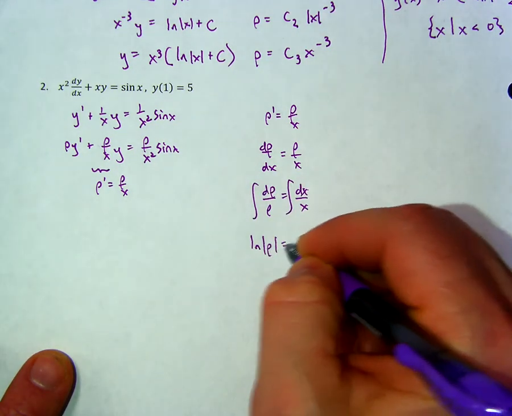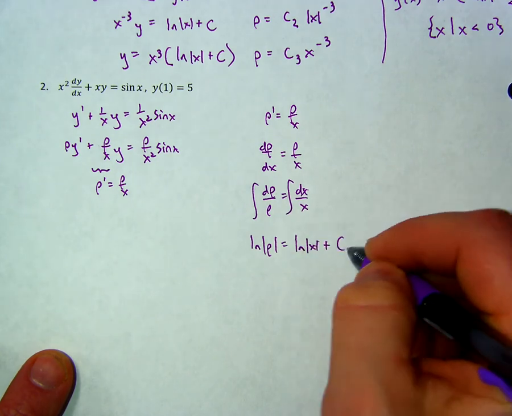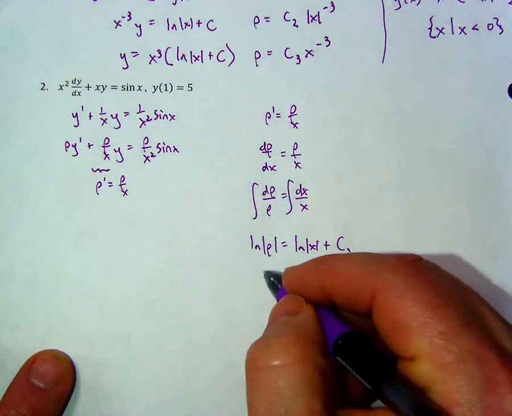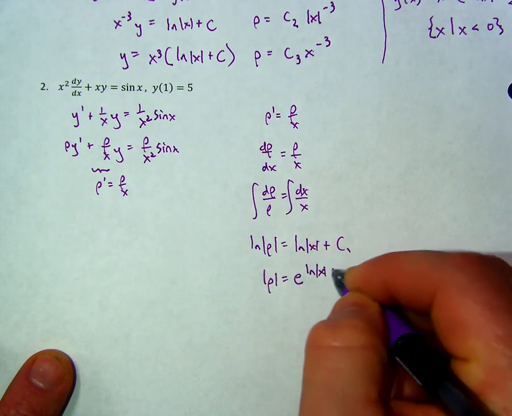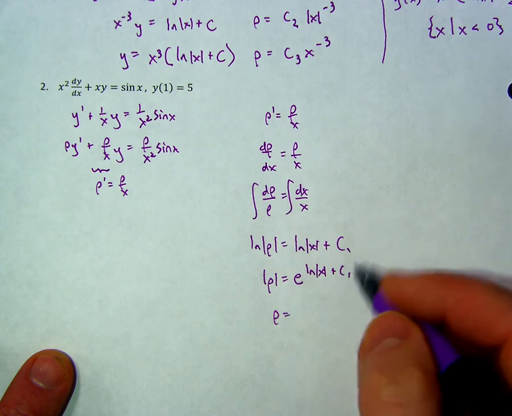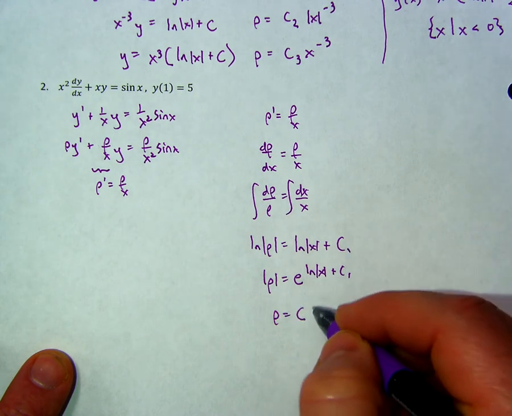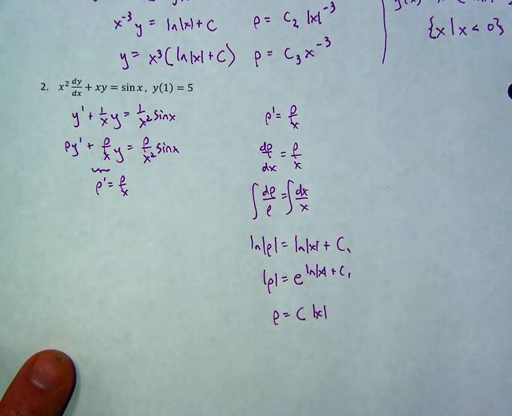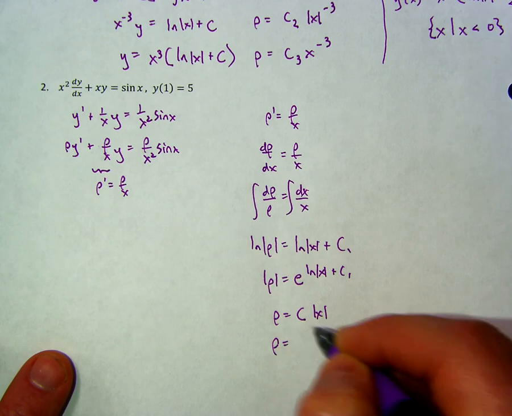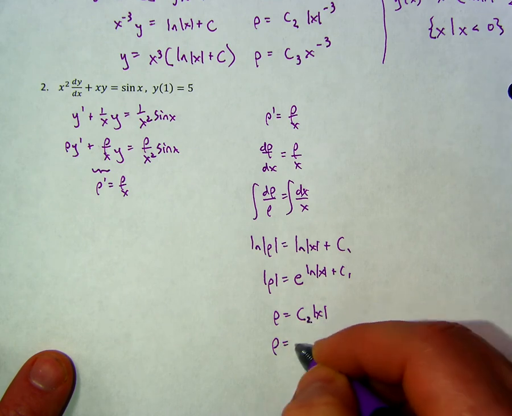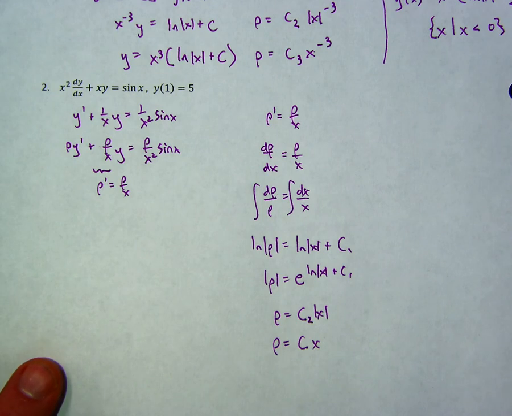Natural log absolute value of rho equals natural log absolute value of x plus some constant. This means the absolute value of rho is equal to e to the natural log absolute value of x plus c1, just like before. We can wrap that all into a c, and then absolute value of x. Interesting. That was the whole point of wrapping it into a c, right? Call that c2, Cx. We can wrap that absolute value in there.